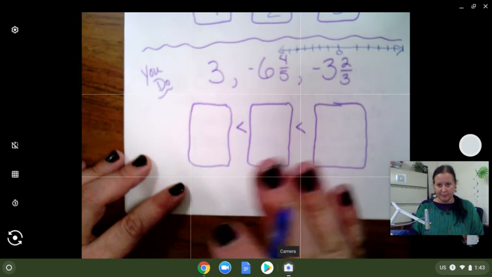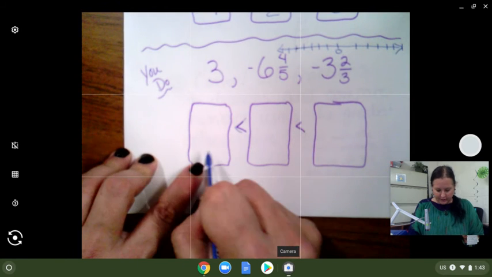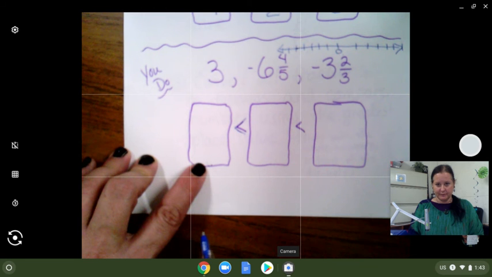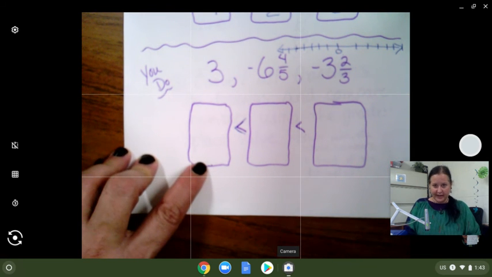Go ahead and put those on the number line, and then we're going to start with the smallest number in the first spot because we're pointing to the smallest number. So pause your video and do that now.